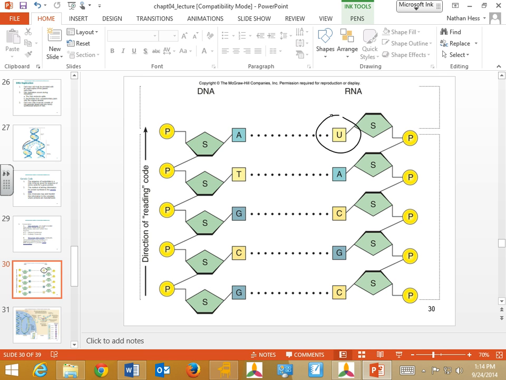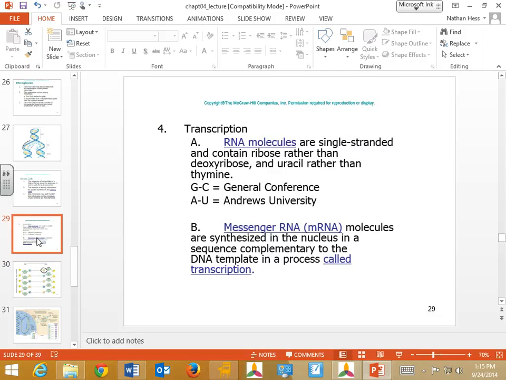You with me? A is still paired with T, but the U is paired with an A. That's the significant difference. Still G's, still C's, but instead of it being TA, now it's AU. What does U stand for? Uracil? That's the base. Uracil right here.